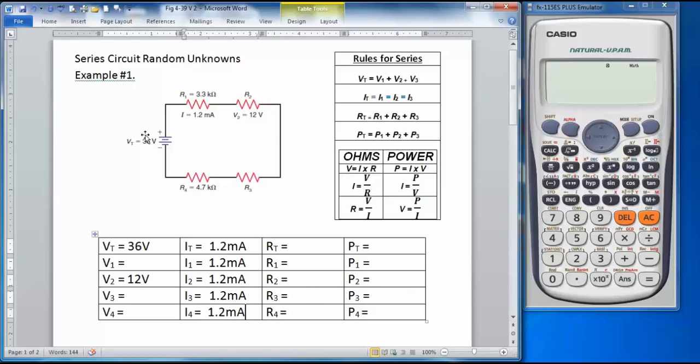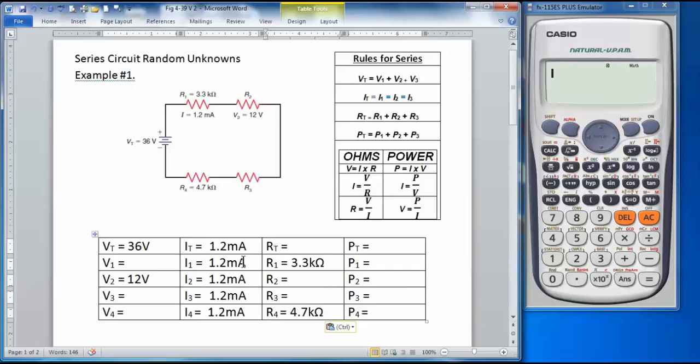What else do I know? Well, I know the value of R1, which is 3.3k ohms. I don't have R2, I don't have R3, but I do have R4, which is 4.7k. I'm going to save power till last. They didn't give me any values, so I can't fill in any, and I'm going to calculate those last. So let's just focus on the voltage column, the current column, and the resistance column.